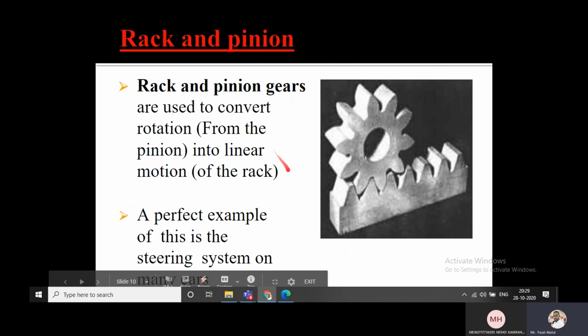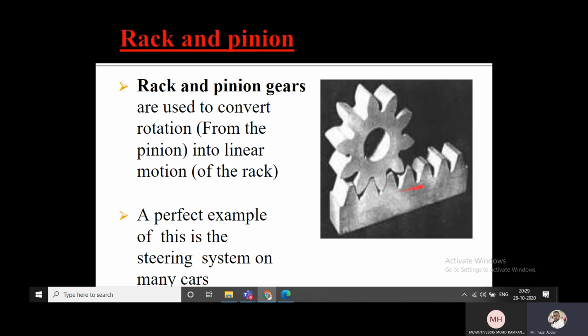Rack and pinion gear: one is of larger, infinite diameter, and one has a small diameter. Such a type is known as a rack and pinion gear. This is nothing but rotary motion being converted into translatory motion, and translatory motion being converted into rotary motion.